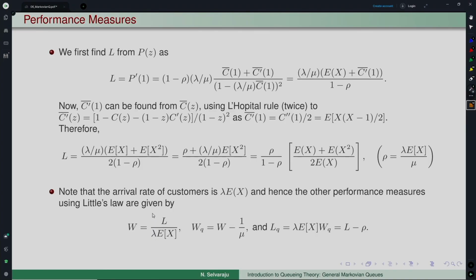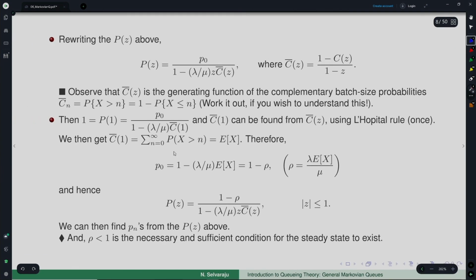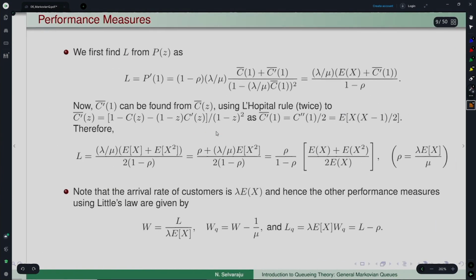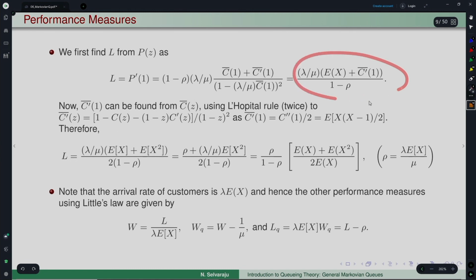Now, let us look at some of the performance measures. Of course, many things can be done, but we will see some of the basic ones. We want to find L from P of Z. As you know, L from this generating function is given by P dash 1, the first derivative of the generating function of the Pn's evaluated at 1, which will give you this expression directly. And C bar of 1 we already know from the previous one is the expectation of X. So, you can substitute that, and then you will get this expression.